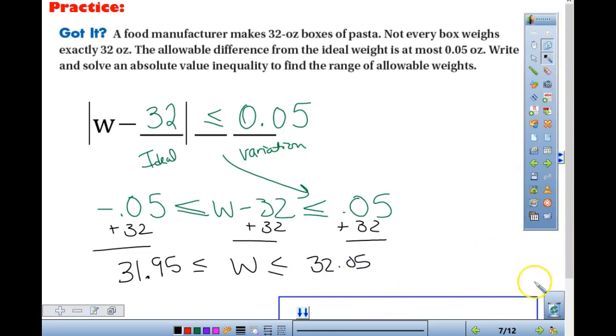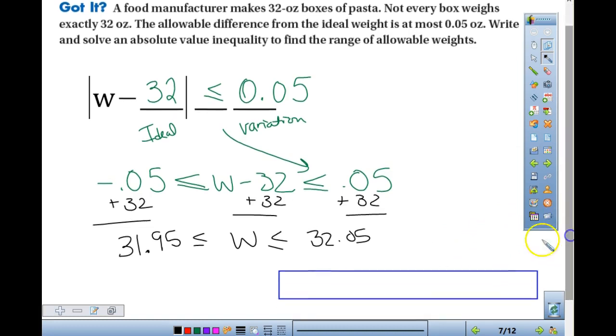So when we are looking at that, that's how we're going to be looking at our weights. That's pretty much your answer. And we want to just make sure we put ounces with these for our weight. Okay?